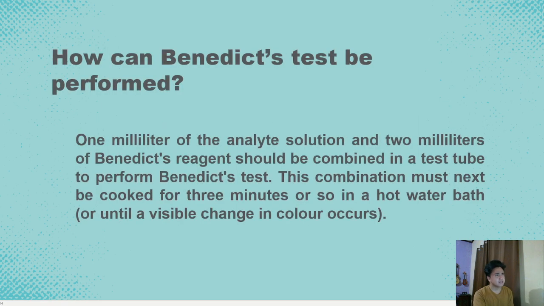So how can Benedict's test be performed? 1 milliliter of the analyte solution and 2 milliliters of Benedict's reagent should be combined in a test tube to perform Benedict's test. This combination must next be heated for 3 minutes or so in a hot water bath or until a visible change in color occurs.